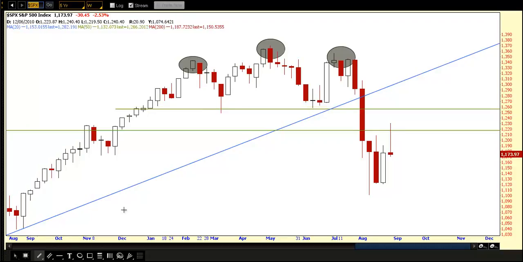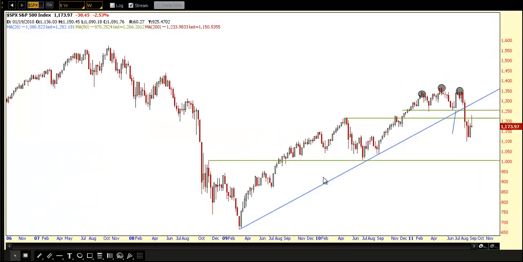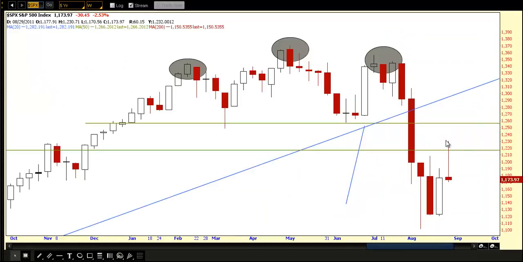The way we do this is we always go from the neckline to the head, which is the highest point of the pattern, and we extend that below. Okay, so the measured move target of this was right here in this 1140 area. You can see price went significantly below that, and we pushed back up. Now the only problem is that once again we're seeing sellers come back into this market.